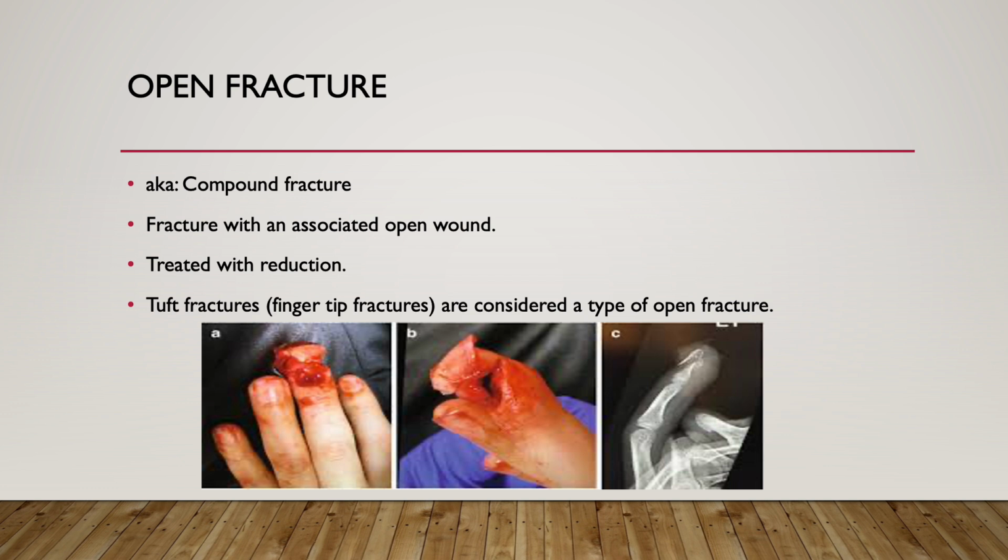Next, we move on to open fractures. These are also known as compound fractures and they're associated with open wounds. As we can see in these images, right? There is an open wound fracture and they're treated with reduction. So tuft fractures or fingertip fractures are considered a type of open fracture as we can see here. We can see the fracture in the radiograph and we can see open wound.